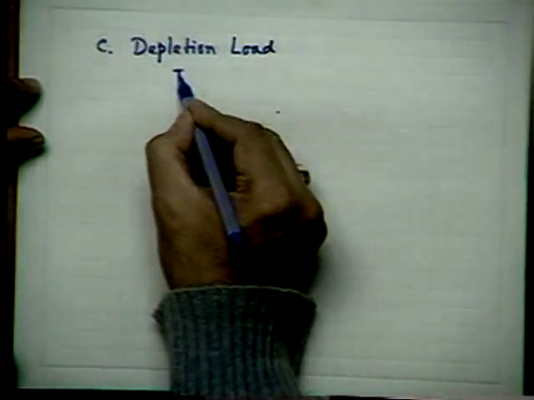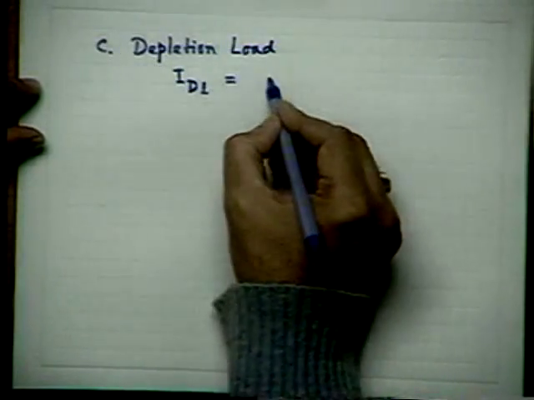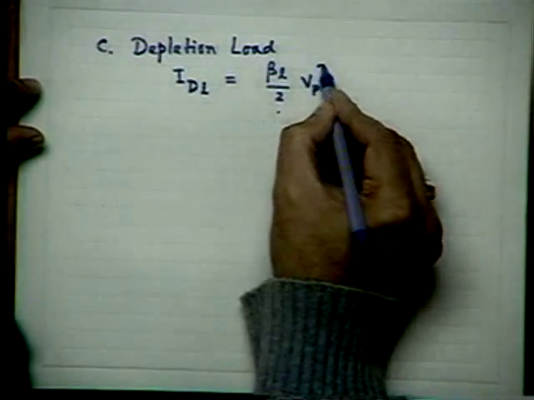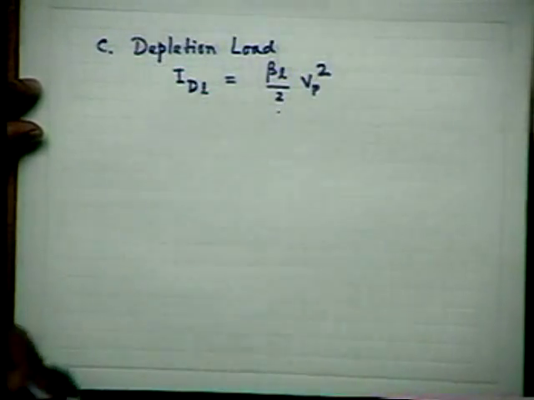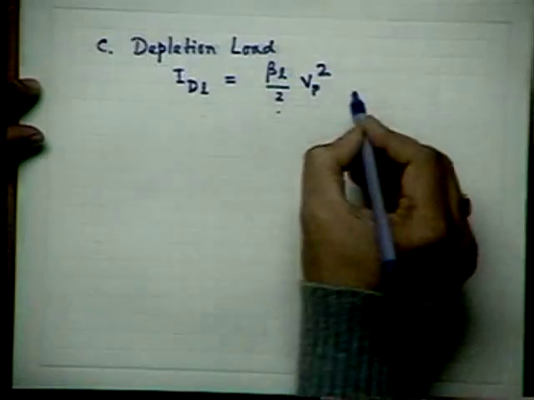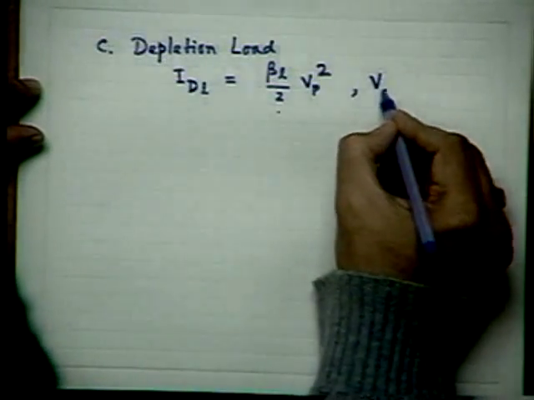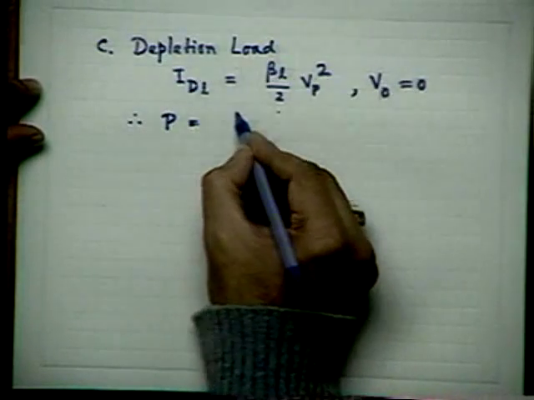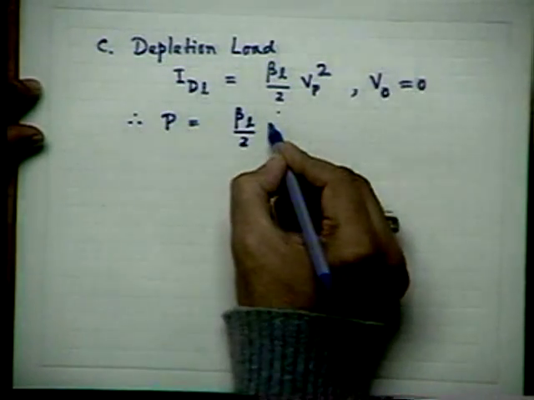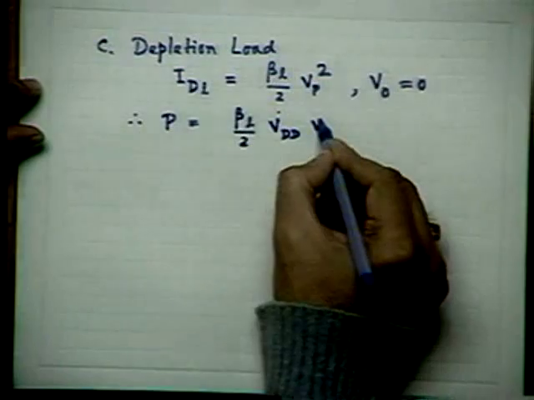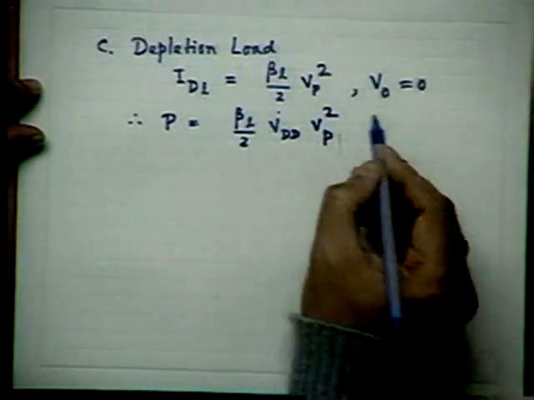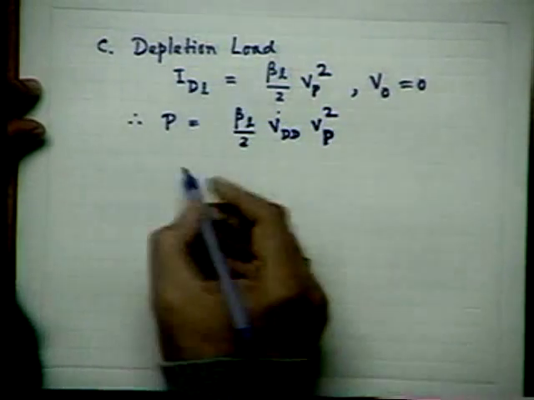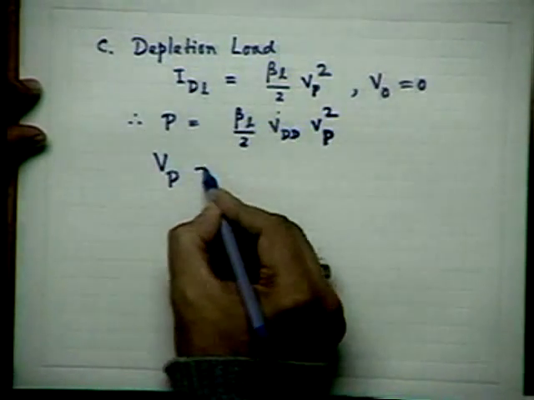And in this case, I_ideal is equal to beta_L by 2 into Vp squared when the load is in saturation under V naught equal to 0 condition. And therefore the power dissipation is simply beta_L by 2 into VDD into Vp squared. By Vp here I mean capital V P, the pinch-off voltage. You remember, Vp is pinch-off voltage.